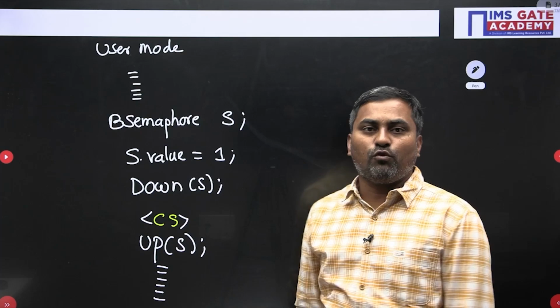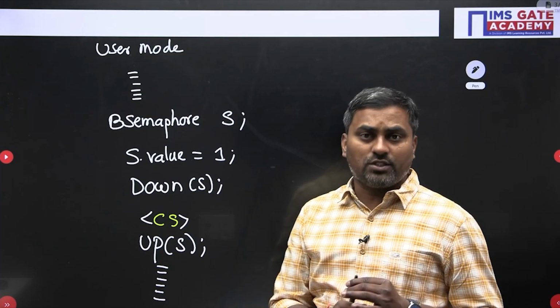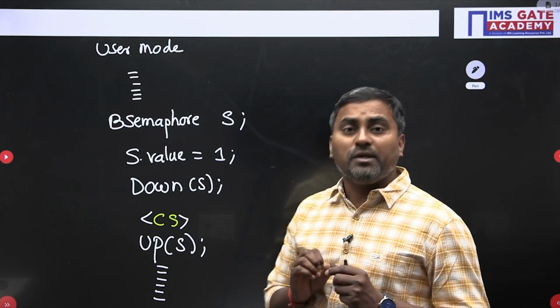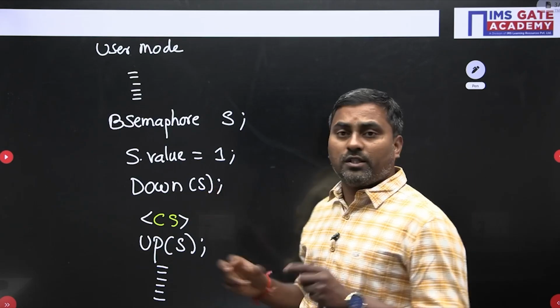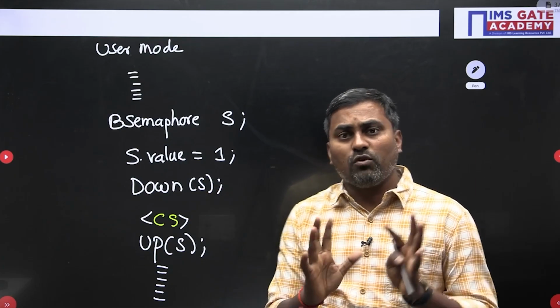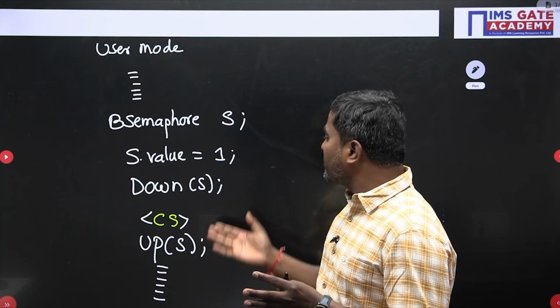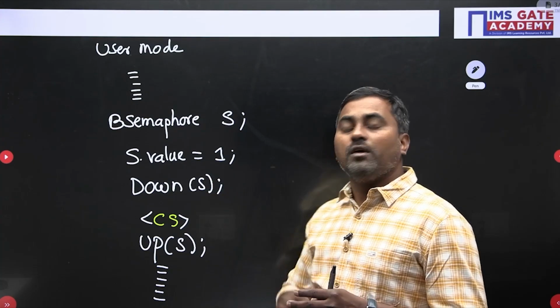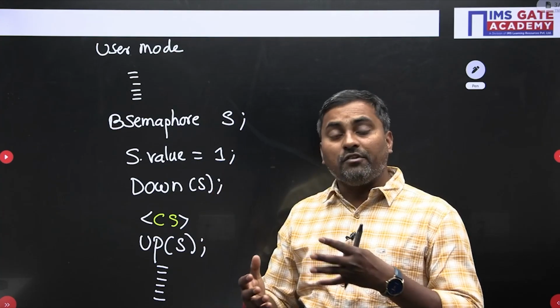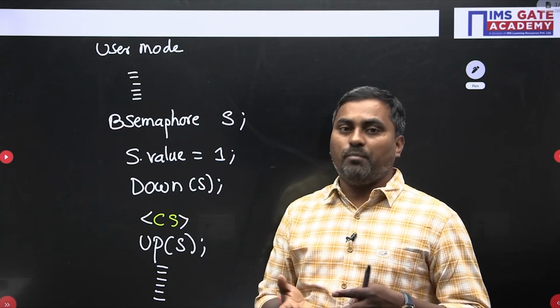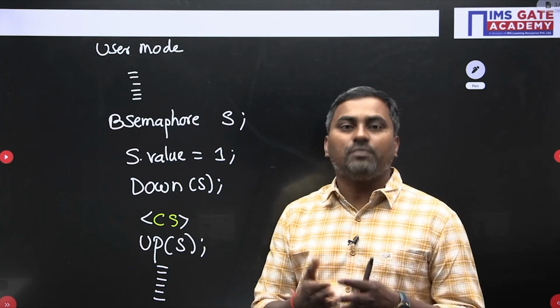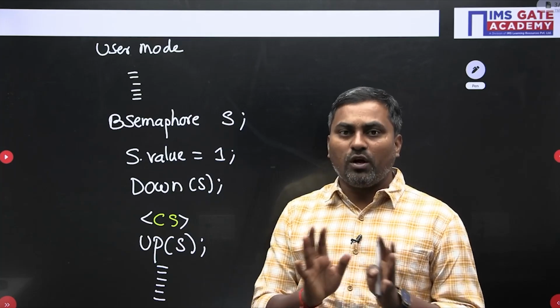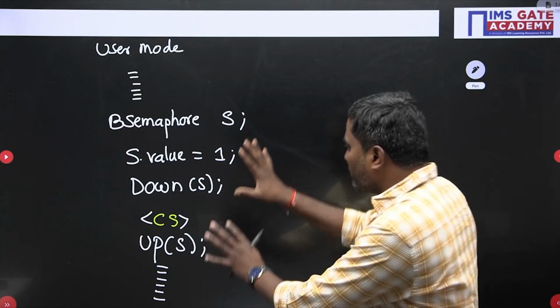Also, we have understood that the semaphore operations are two, down and up, and it is not compulsory to start with the down operation. You can start with the up operation. You can even place multiple semaphore operations. That depends completely on the requirements of the application, but the usage will be like this.